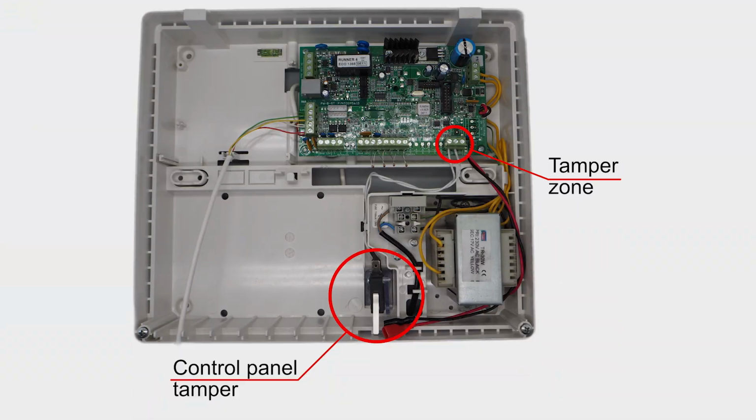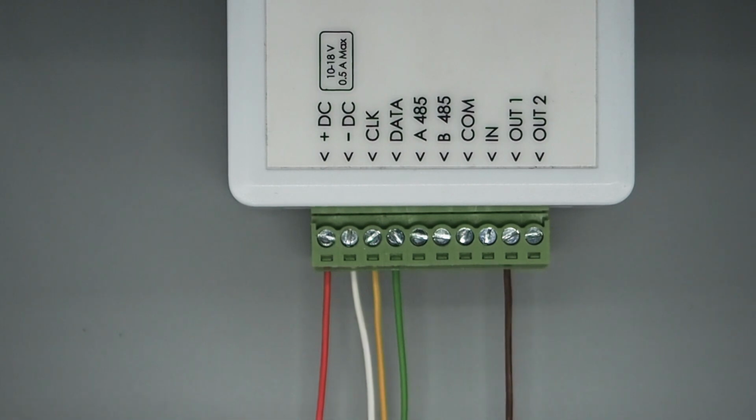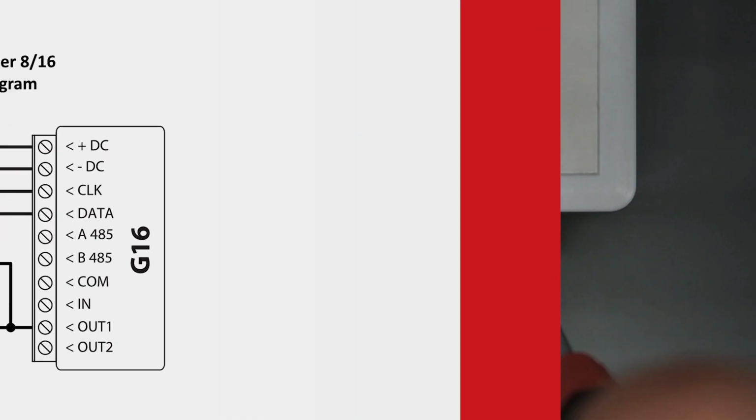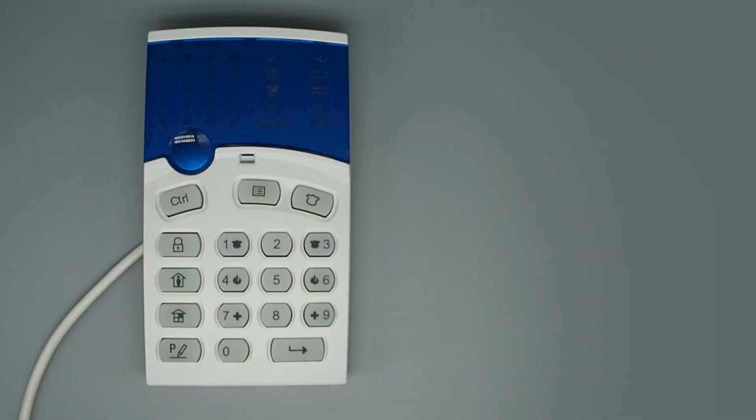In order to remotely arm and disarm the CrowRunner control panel, you need to connect communicator's G16 output OUT1 to control panel's tamper zone, contacts TMP, GND. Connect the communicator's G16 OUT1 contact to TMP and GND contacts in the Crow control panel, including 2.2 k ohm and 4.7 k ohm resistors, as shown in the scheme. Switch on the power supply for the control panel.